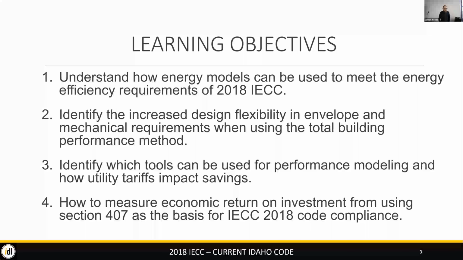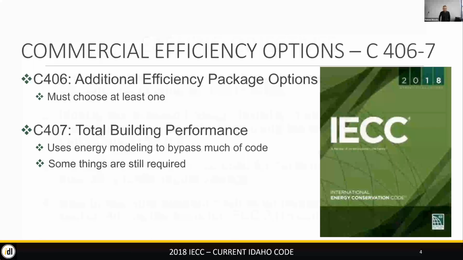But basically, we'll talk about how to use energy models to meet the requirements of 2018, and then look at design flexibility with some of the different options, the menu of options, and which ones are best for specifically Idaho and Boise and buildings in Climate Zone 5B, and then a little bit on economics.